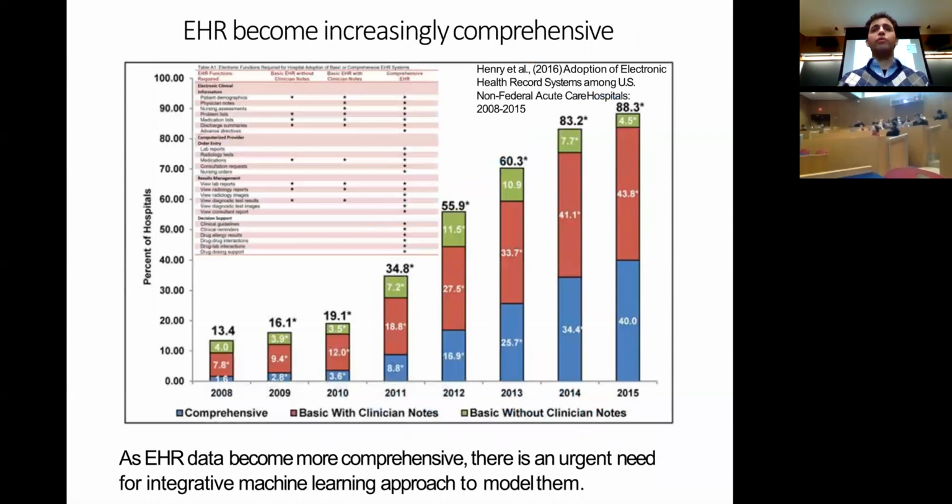Moreover, in addition to being more prevalent, they're increasingly comprehensive. So EHR data can include many different types of variables, and more and more they include richer information. So initially, they would include comprehensive data for a much smaller proportion of individuals that even had EHRs. And now it's roughly 40% of the ones that have EHRs have comprehensive EHRs. And that's something that has continued both in more hospitals having rich information, as well as that information becoming richer.